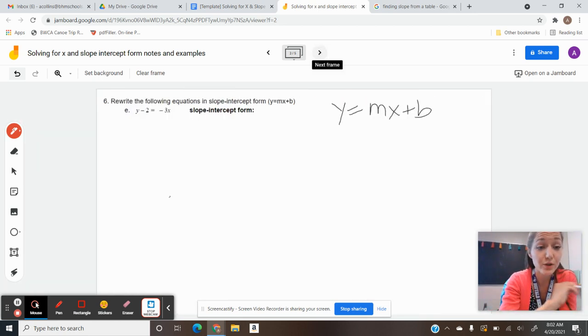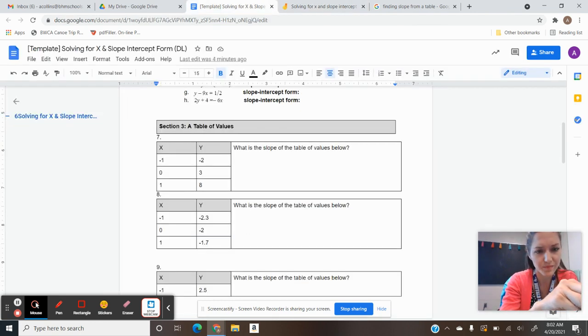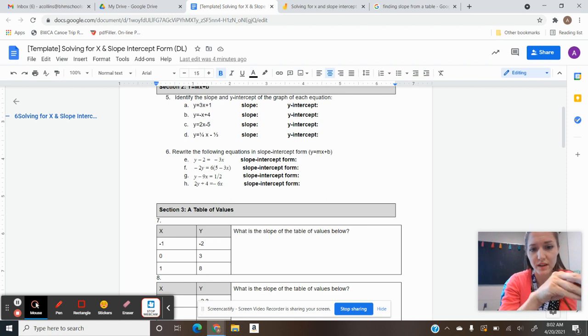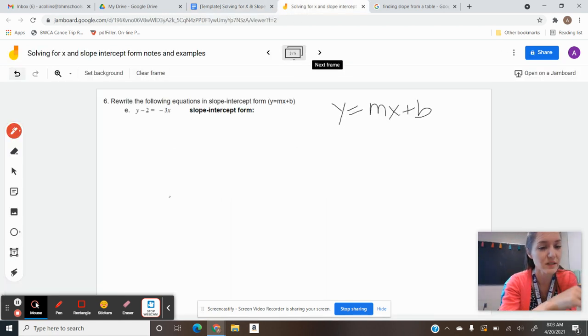Alright, moving on to 6e. It shows up as e. Yeah, I don't know, Google Docs just kind of messed that one up. It's supposed to be A, but it's 6E. So that first one for 6.